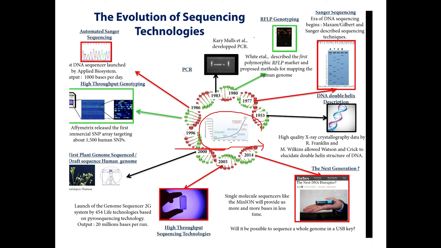In 1953, DNA was found to be double helical in nature. In 1977, Sanger sequencing and Maxam-Gilbert sequencing. In 1998, RFLP, restriction fragment length polymorphism. In 1983, what happened? Kary Mullis developed the PCR technique.